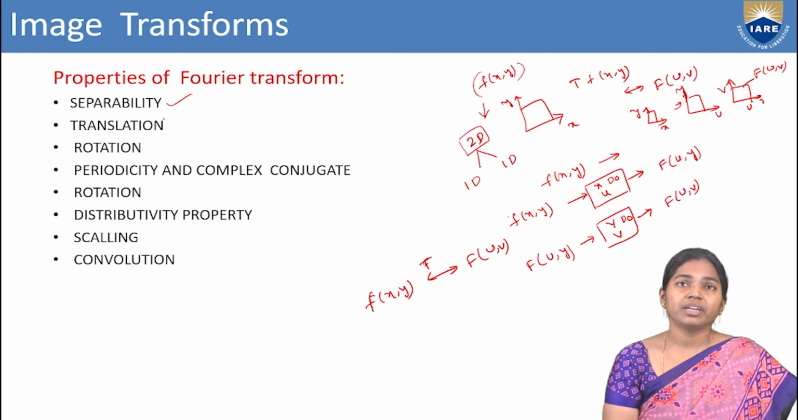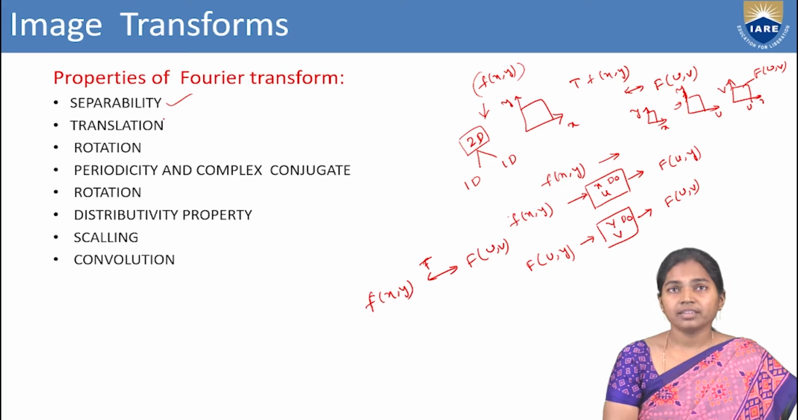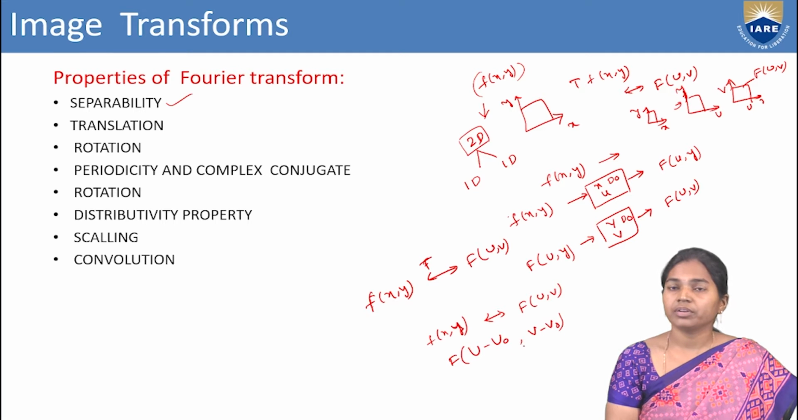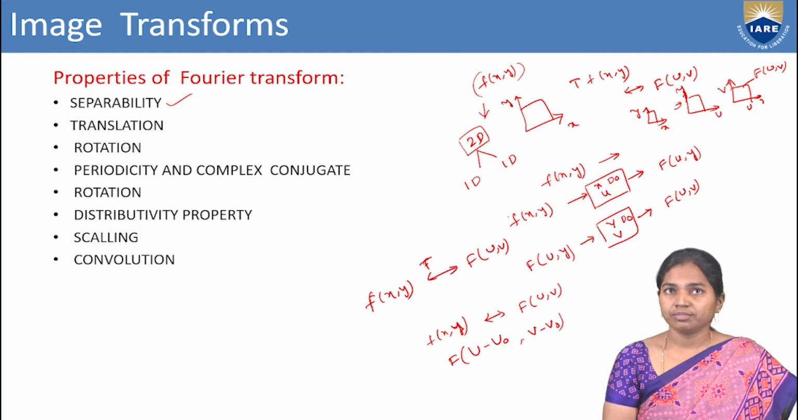What is meant by translation? The translation property means that for f of x comma y, we apply the transformation function, and here it is F of u comma v. In this translation property, it becomes F of u minus u naught comma v minus v naught. That is the translation property.